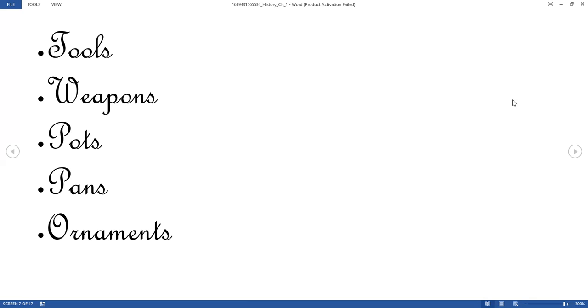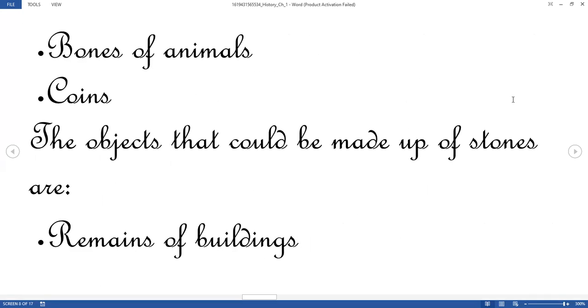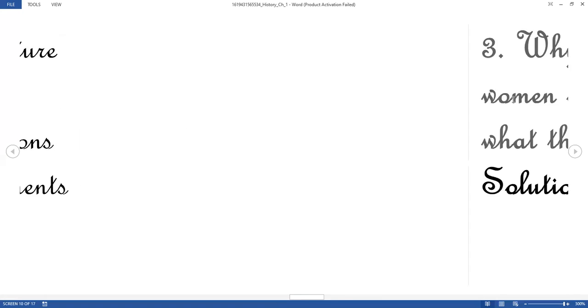Now pots. What are pots? Pots are containers basically made of soil, made of clay. So pans. What are pans? So ornaments. What are ornaments? Bones of animals and coins. Bones of animals means the skeleton system of animals. Coins: the old coins are found. The objects that could be made of stone are remains of buildings, sculptures, tools, weapons, and ornaments.